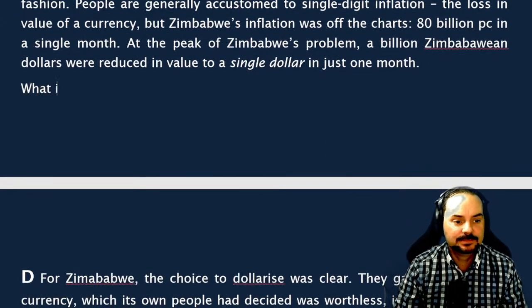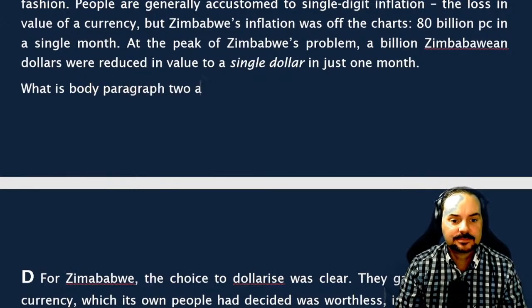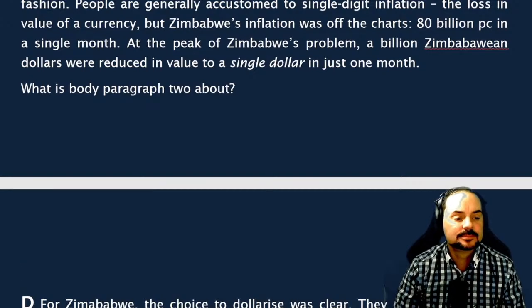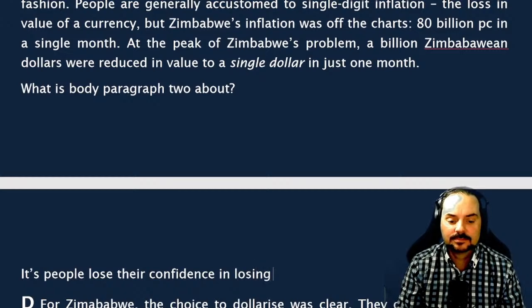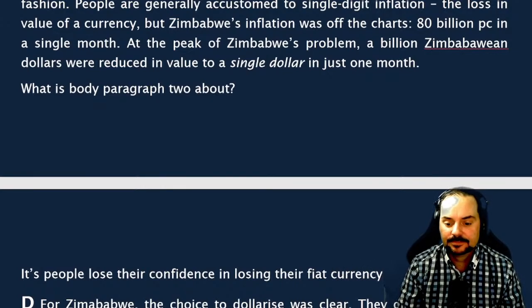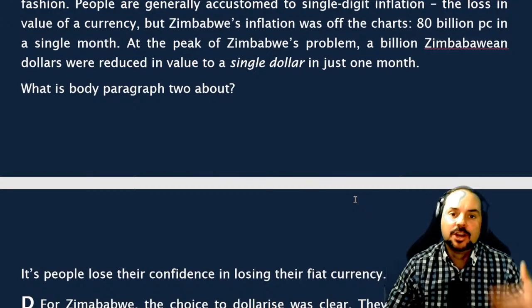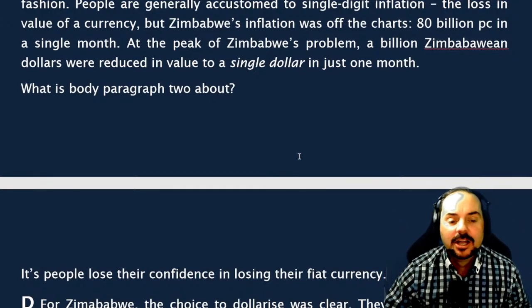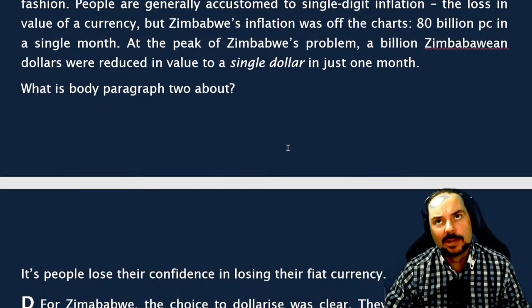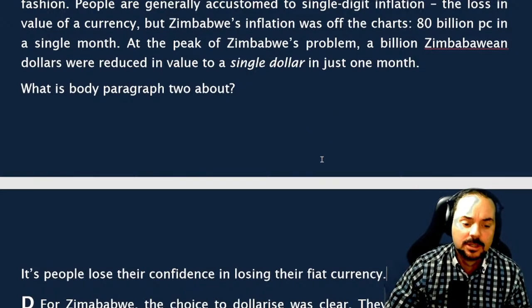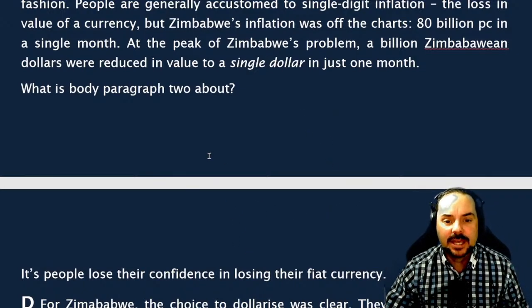Okay, so ask yourself the question, what is body paragraph 2 about? And give yourself an answer. Hmm. It's about people losing their confidence in using their fiat currency. Yeah, I think the paragraph is about it. Okay, fair enough. Always remember to ask the question. I know I asked it for you in this case, so I'm like the voice in your head. But do ask yourself, when you're practicing at home, literally say out loud, what is body paragraph 2 about? Okay, I think it's about people losing their confidence in fiat currency.